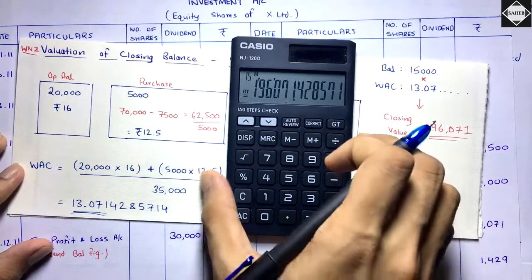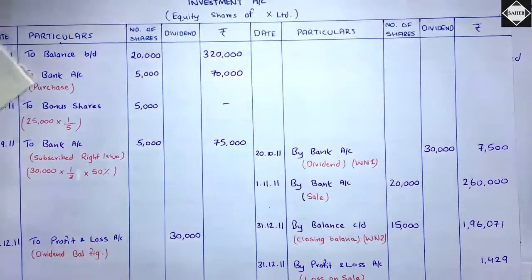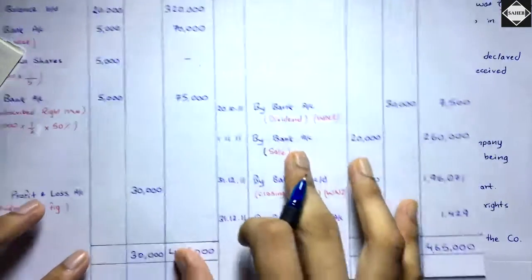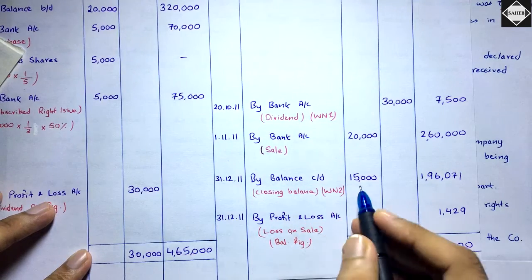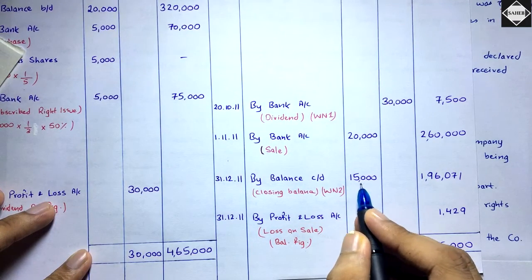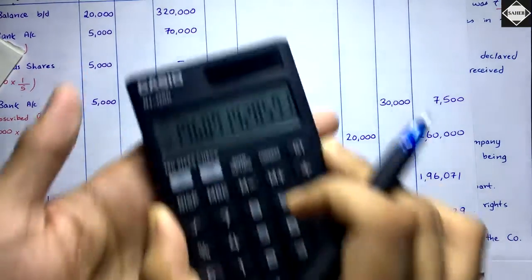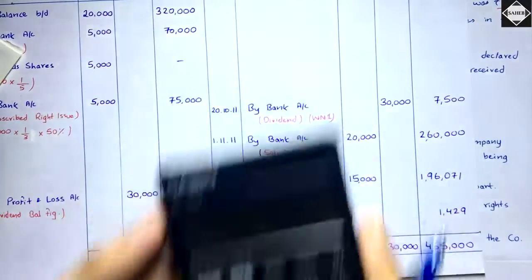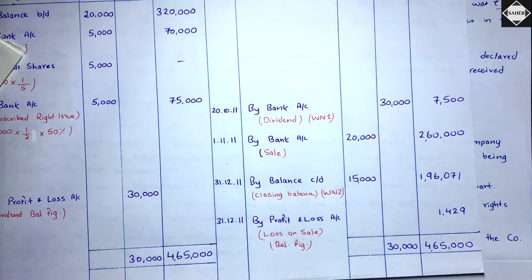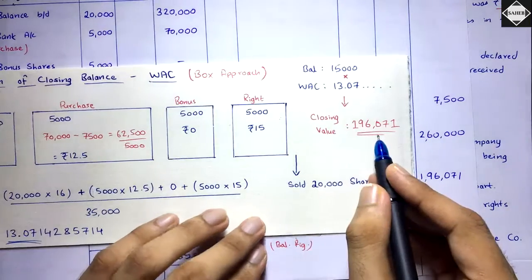Once you get that, you have to take it to the investment account, in the closing balance, balance carried down, 15,000. This is the number of shares, you already know that, and then take that 1,96,071. Now I didn't tell you the most important part. This is the closing value, you know that.